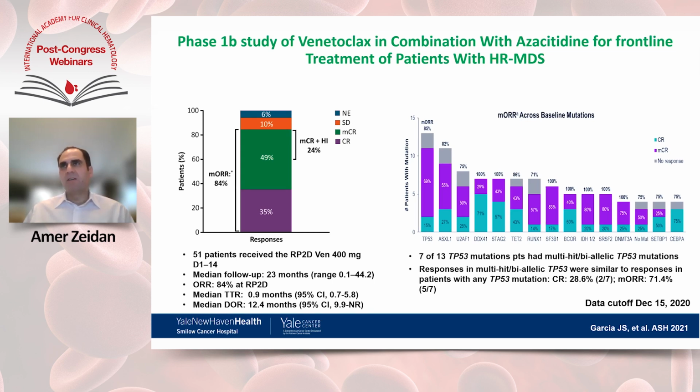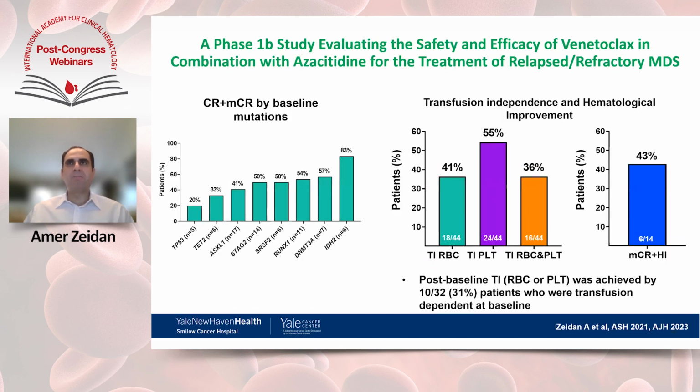Venetoclax is a very exciting BCL2 oral inhibitor. In a large phase 2 trial, it has shown the overall response rate to be around 80%, the complete response around 35%, and this was across molecular alterations, including TP53, which generally does not respond very well to therapies. And we have shown in the relapsed refractory setting, this is a paper that was just published in the American Journal of Hematology, if you want to go and look at the details.